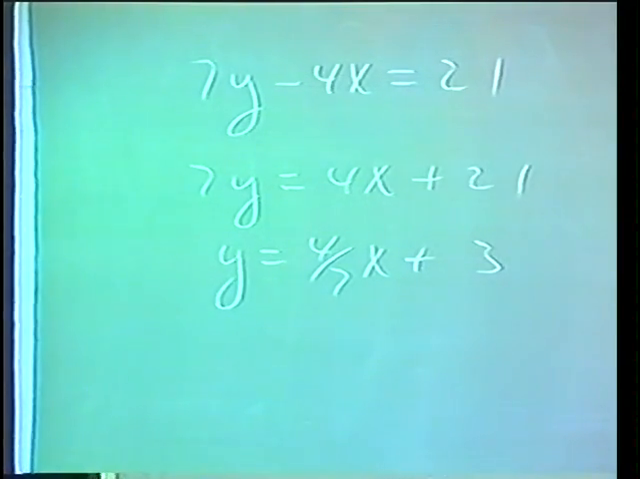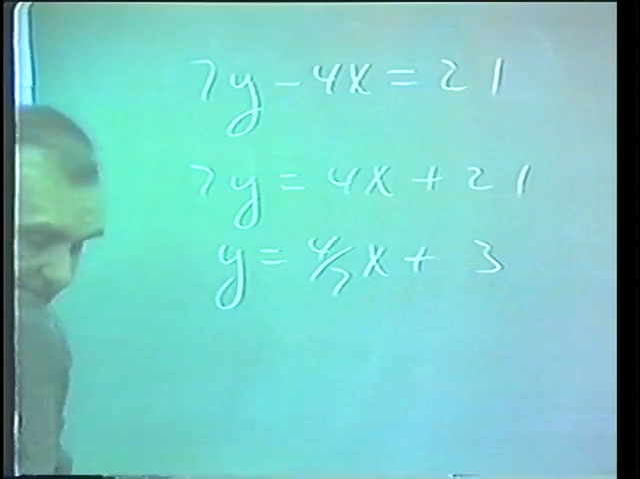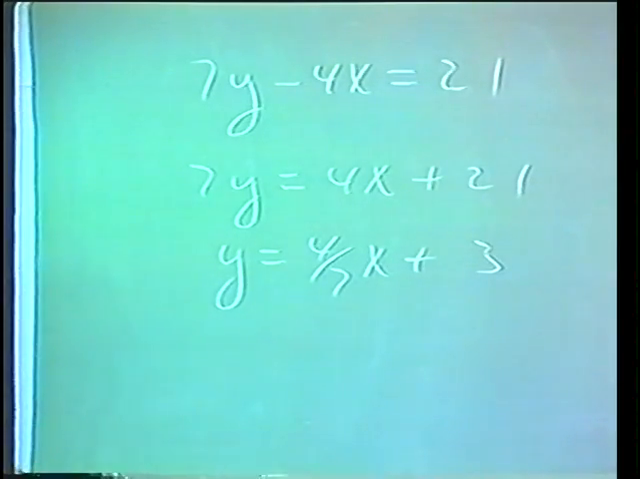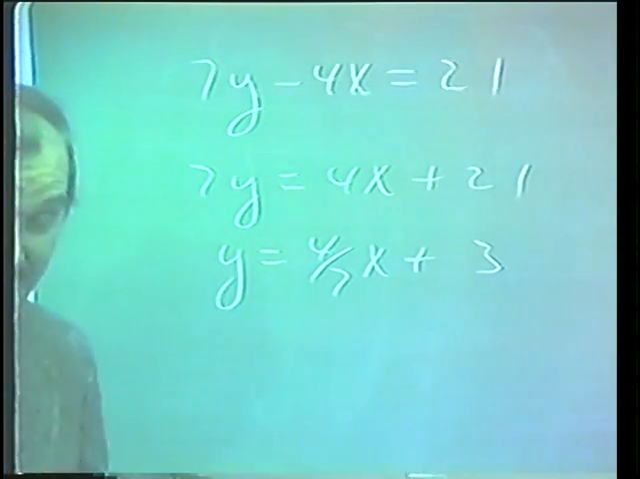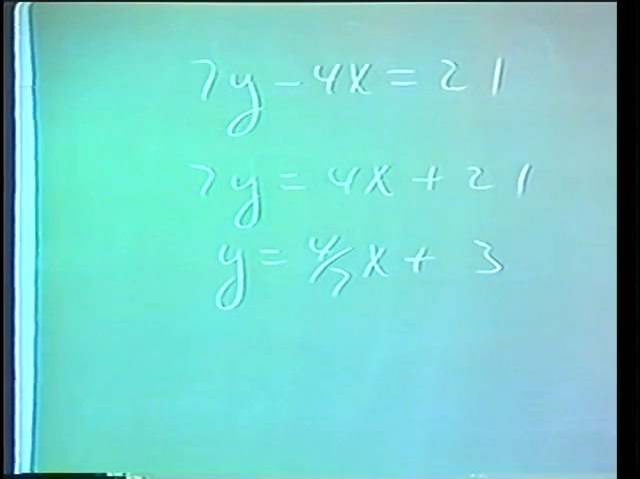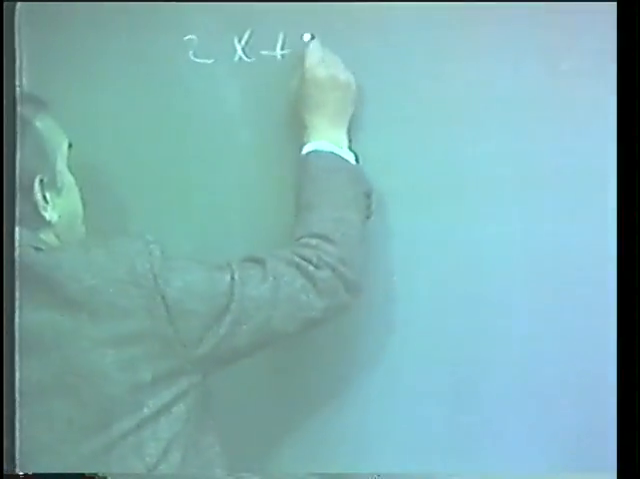What would be the slope of any line parallel to this line? 4/7. Sure. Parallel lines have the same slope. What would be the slope of any line perpendicular to this line? Negative 7/4. Okay? Nice. Simple. Now, we talked about graphing a line. Drawing the picture of a line. So let's take a look at one.